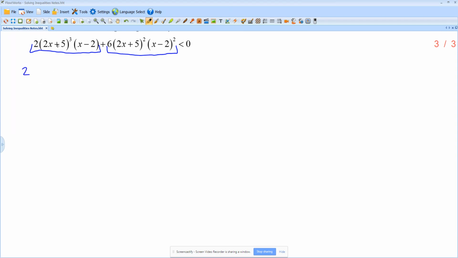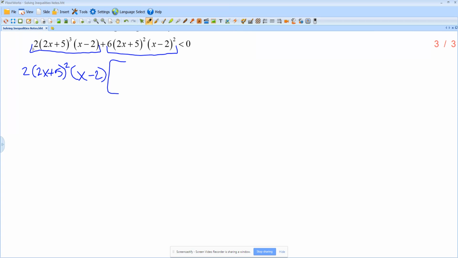Looking at the 2x plus 5s, there are 3 of them here and 2 of them here. So I can take out 2 of the 2x plus 5s. I'm trying to take out as much as I can from both. There's 1 x minus 2 here, and 2 x minus 2's here. So the most I can take out is 1. Then I do these brackets because I'm going to talk about what I'm left over with.